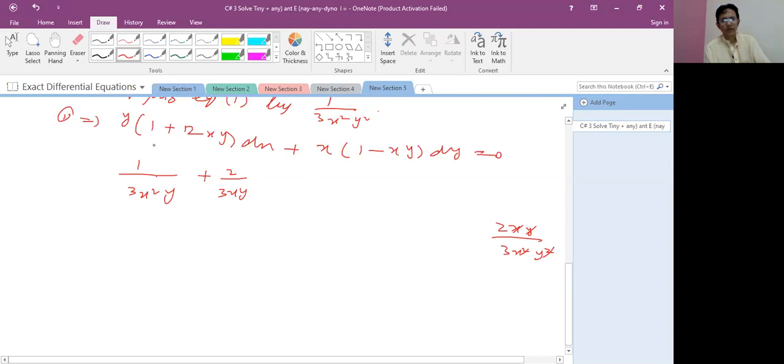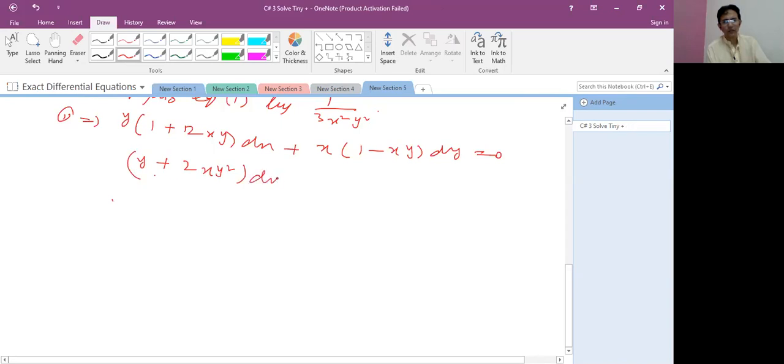And y multiplied by y, it means it is 3x in the next step. So when we multiply together first, then we multiply, it's easy for you. Otherwise, you will not understand. So again, first we multiply them, student, y plus 2xy square into dx plus x minus x square y into dy.